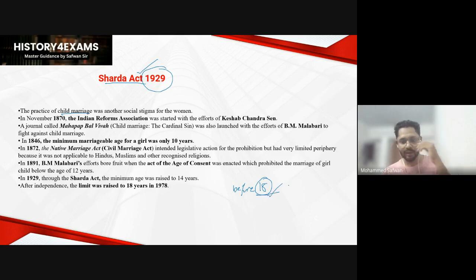Before 18, marriage is considered child marriage in India right now. But we had one time in which even girls were married before the age of 10. Such practices existed, but the most important problem was that a 10-year-old girl would marry a 50 or 60-year-old man, and this person was going to die soon for many reasons. He dies and she becomes a widow.